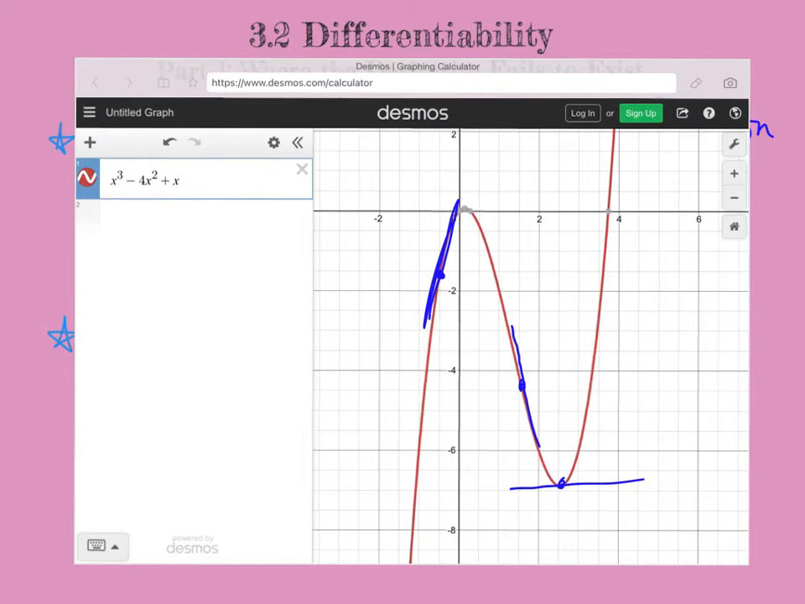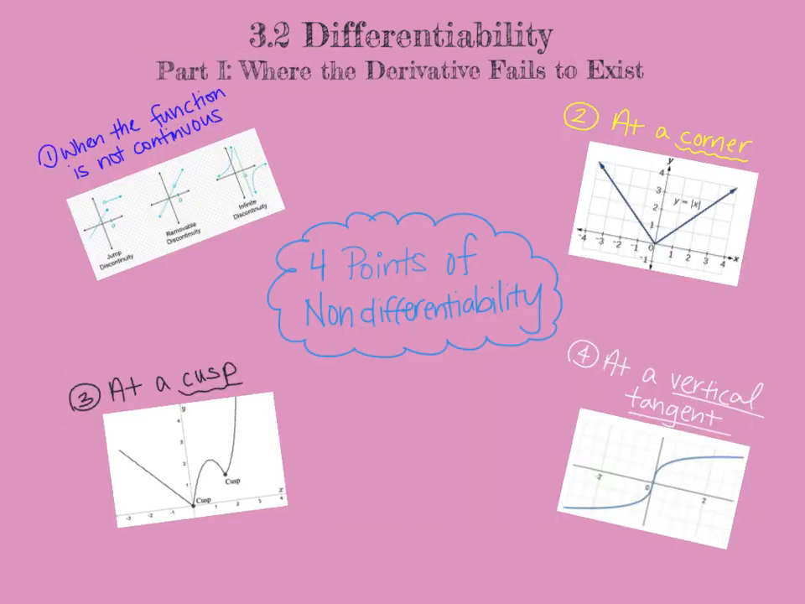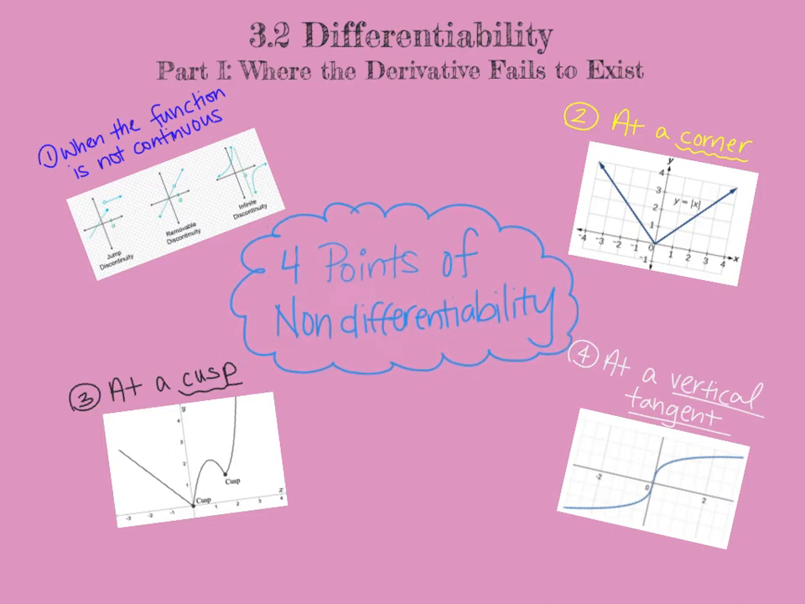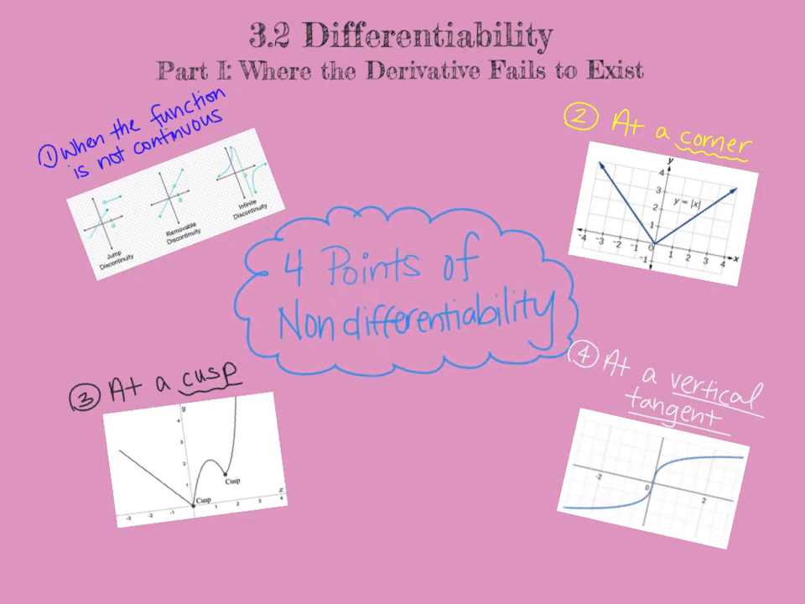Let's take a look at when a graph of a function is not smooth and curvy, and at the points that make it not differentiable. Here we have a little graphic organizer of the 4 points of non-differentiability. This is kind of like my made-up word salad right here. I don't even know if non-differentiability is a math term. It's not in your book anywhere, but we'll just say that it is.